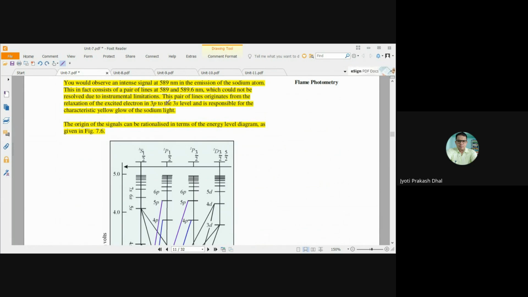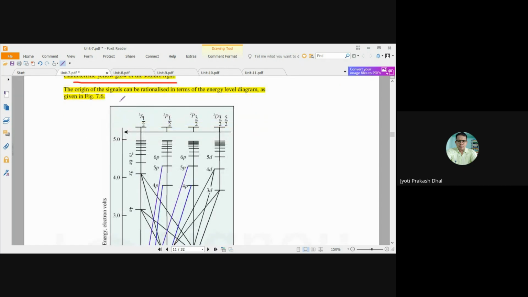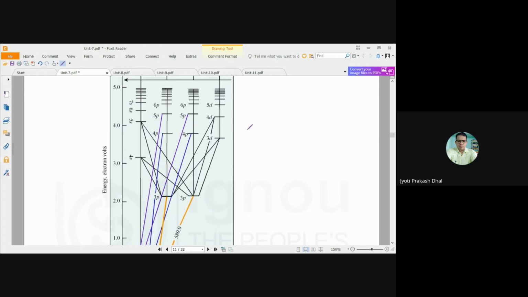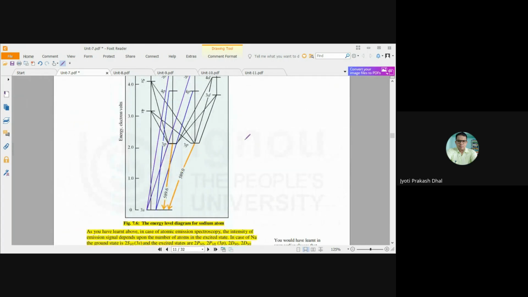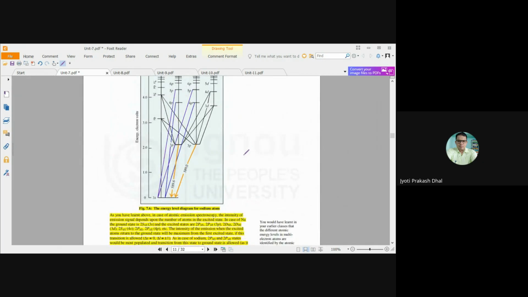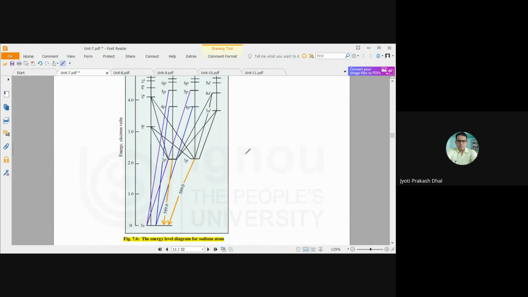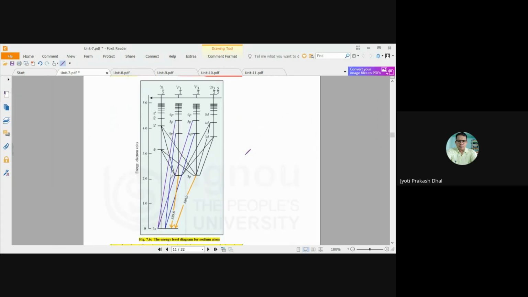This in fact consists of a pair of lines at around 589 nanometer and 589.6 nanometer, which could not be resolved due to instrumental limitations. The pair of lines originates from the relaxation of excited electrons from the 3p to the 3s energy levels, and is responsible for the characteristic yellow glow of sodium light. And the original signal can be rationalized in terms of an energy level diagram. So this is the energy level diagram of the sodium atoms present in the sodium chloride solution.